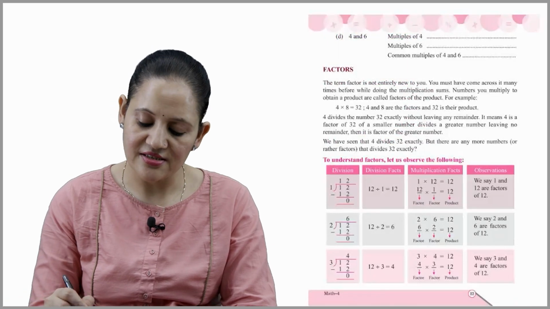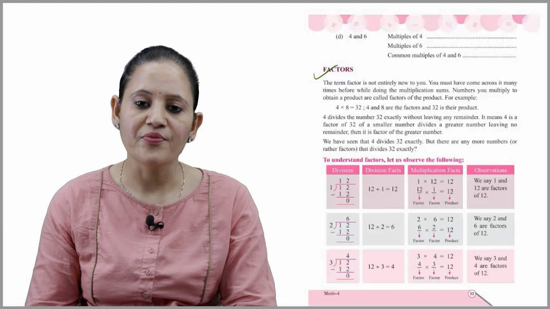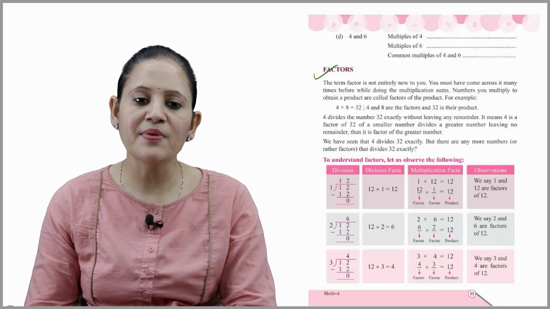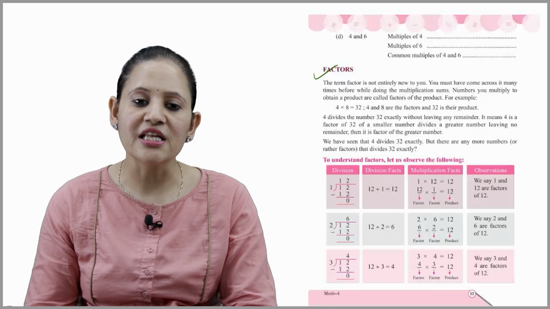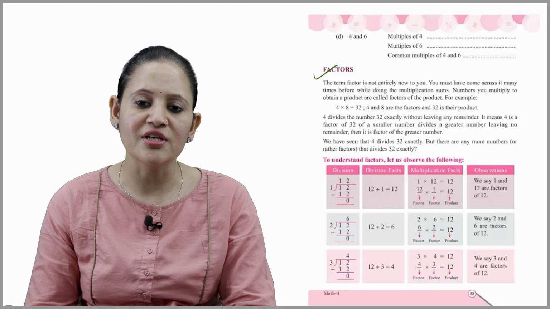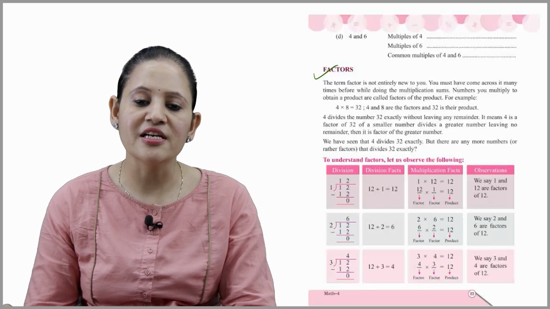Next is factors. The term factor is not entirely new to you. You must have come across it many times before while doing the multiplication sum. Numbers you multiply to obtain the product are called the factors of the product. For example, 4 into 8 that is 32. So we'll say that 4 and 8 are the factors of 32, their product. 4 divides the number 32 exactly without leaving any remainder.